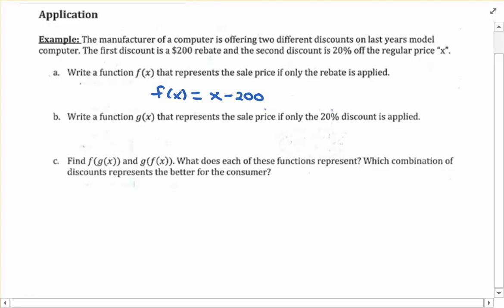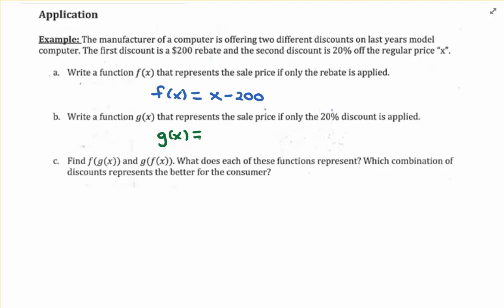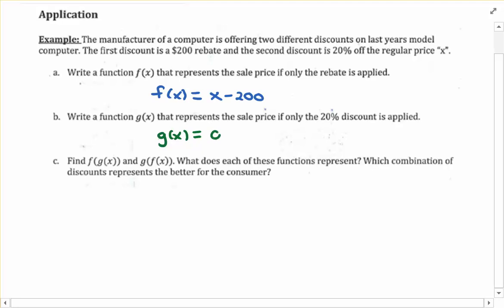For part B, it says write a function g of x that represents the sale price if only the 20% discount is applied. So to write this function, you kind of want to think of it in a different way. If you're taking 20% off the regular price, then the net effect is that you're paying 80% of the original price, or the regular price. So basically, g of x is going to look like this, 0.8x. The 0.8 represents paying only 80% of the regular price, and that's the net effect of taking 20% off the regular price.